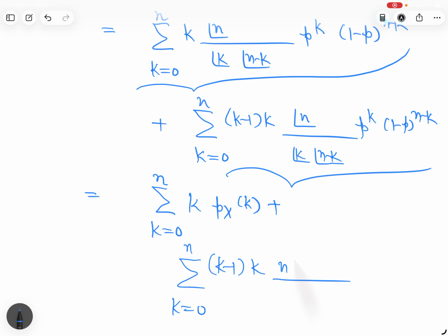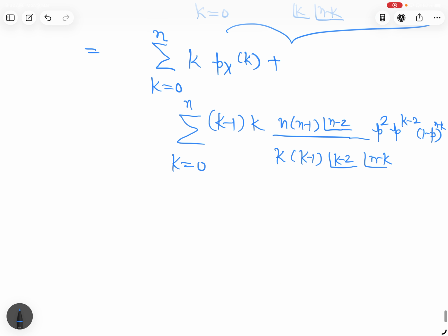I can write n minus 1, factorial n minus 2, like that. And in the denominator, I can write factorial n minus k, and I can write it like that: p to the power k minus 2, (1 minus p) to the power n minus k. So see that this will be cancelled out.